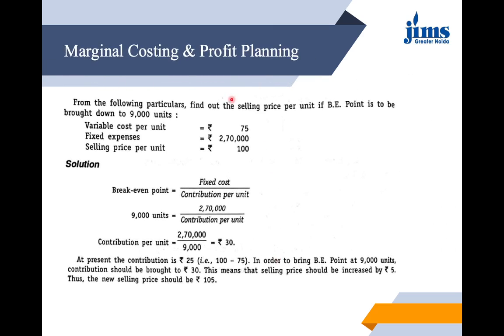Now from this, find out the selling price per unit if the break-even point is to be brought down to 9,000 units. Variable cost per unit is 75, fixed expenses is 2,70,000, selling price per unit is rupees 100. We can use the formula and calculate the contribution per unit. So at present the contribution is rupees 25, that is 100 minus 75. So in order to bring your break-even point to 9,000, contribution should be brought to rupees 30. This means that the selling price should be increased by 5. So the new selling price would be 105.